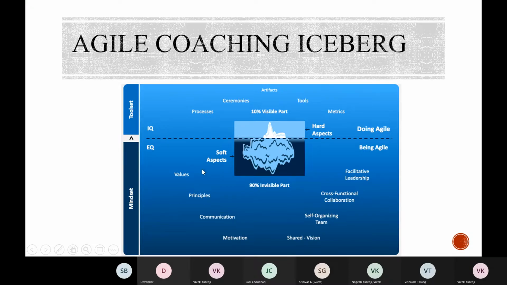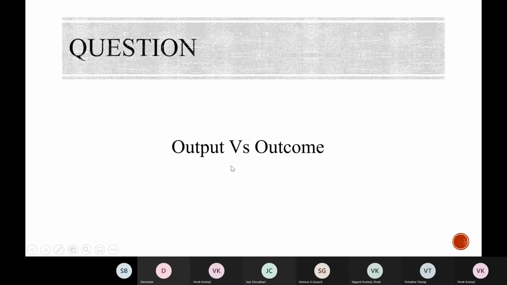So this is EQ. We are going to cover in this session how we are going to be agile. If not 100%, how can we achieve an agile state by concentrating on these factors? Now again, can anyone just tell me what is output and what is outcome?